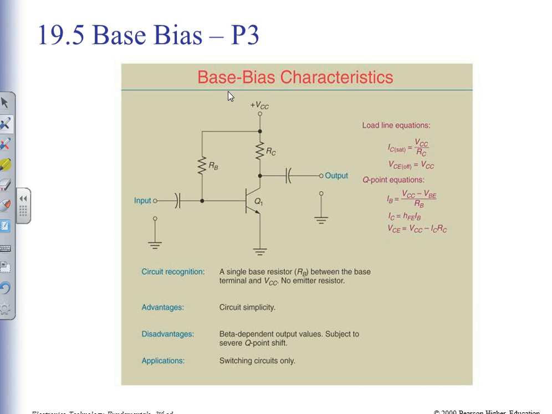This is the base biasing characteristics. How many different biasing ways do we have? At least 5. Okay, so that's the first one. The advantage is the circuit is simple. But it is subject to Q point shifts, and that's not a good idea. And we normally do this for switching circuits only, which means things that go off and on.